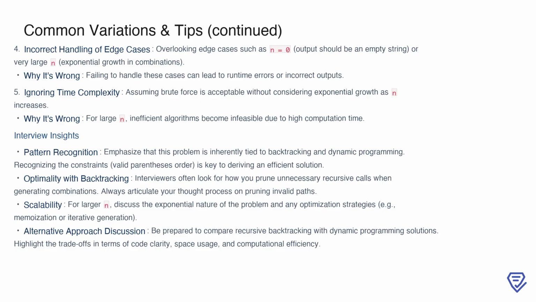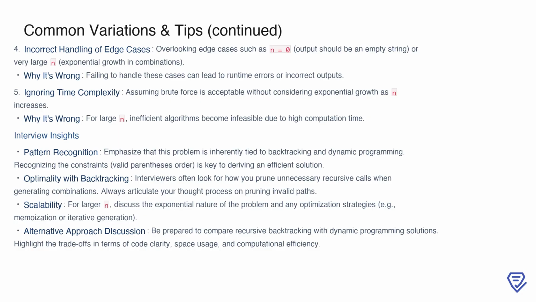Now, let's focus on handling edge cases and efficiency. Overlooking special scenarios like n equals 0 can lead to errors. For n equals 0, the output should be an empty string, not null or undefined. Similarly, for very large n, the number of valid combinations grows exponentially, and failing to account for this can result in significant performance issues. Another critical aspect is being mindful of time complexity. Brute force approaches might seem acceptable for smaller inputs, but as n increases, the exponential growth makes them impractical. Recognizing this is essential for designing scalable solutions.